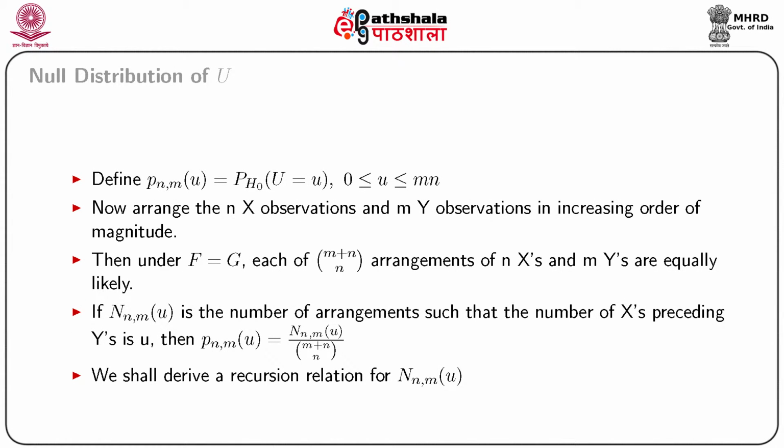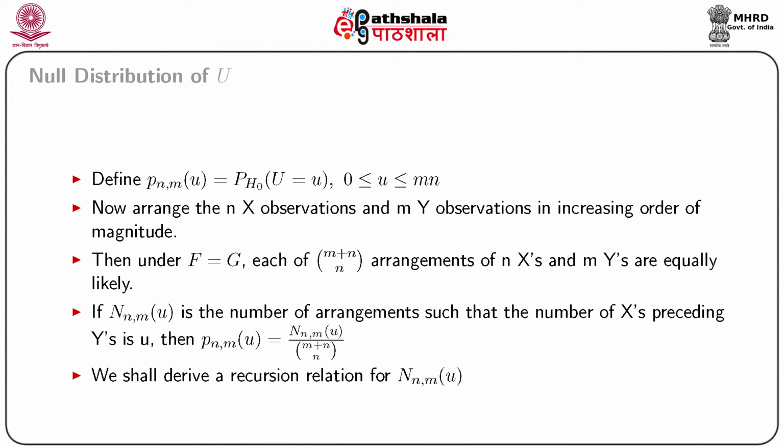Next, we shall derive the exact distribution of U when the null hypothesis is true. Naturally, such a distribution will depend on only m and n. Define P_{n,m}(u) as the probability that capital U takes the value small u under the null hypothesis, where small u is a number between 0 and mn.